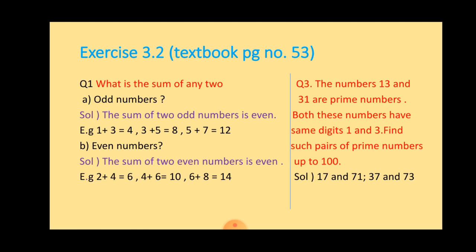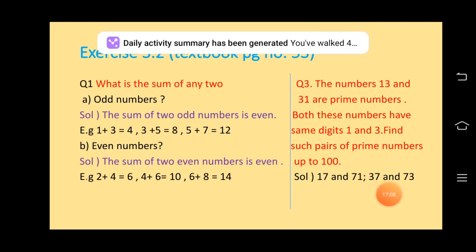So children, first of all, you must know that prime numbers are those numbers which have only two factors. That means 1 and the number itself. So here you can see that the other pairs of prime numbers are 17 and 71, as well as the next pair, 37 and 73.